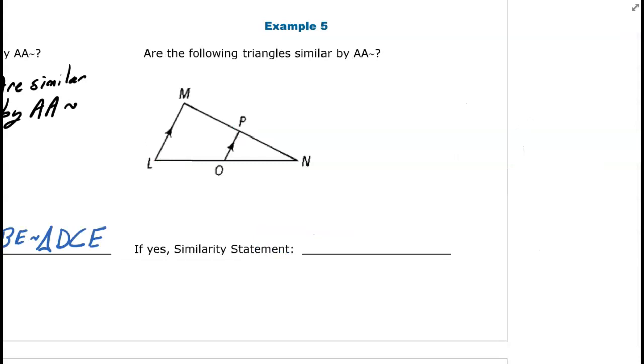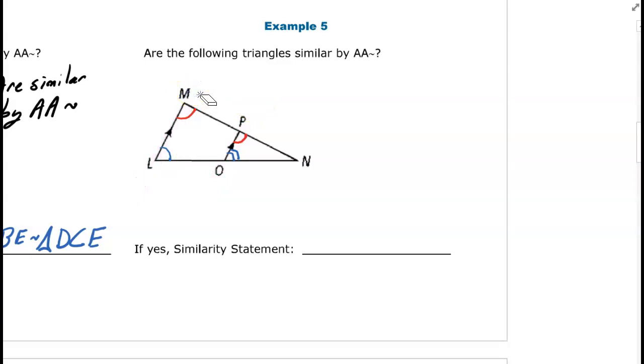And finally, let's take a look at example number 5. Again, these lines are parallel, LM and PO, because of that mark. This time we have corresponding angles. So angle OPN is congruent to angle M. We also know angle PON, that I'm marking here in blue, is corresponding to angle L, and they are congruent.